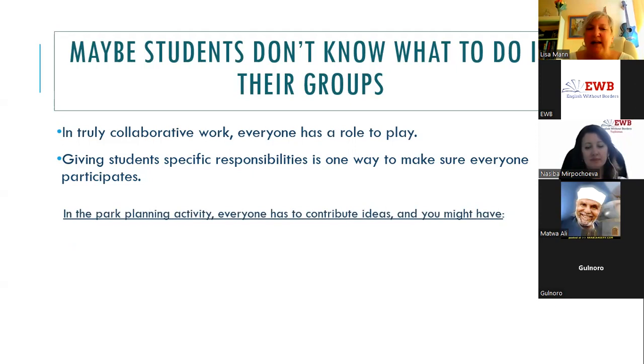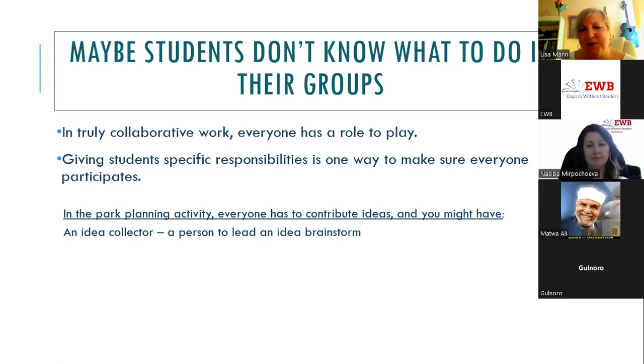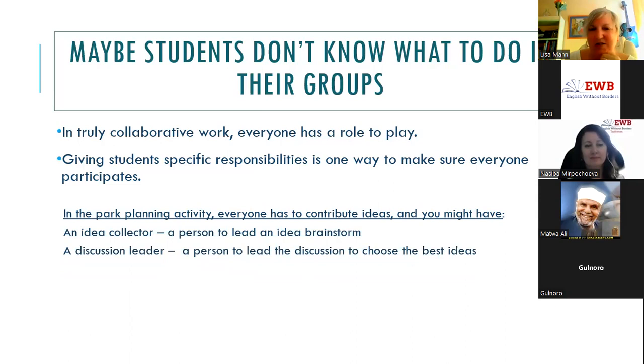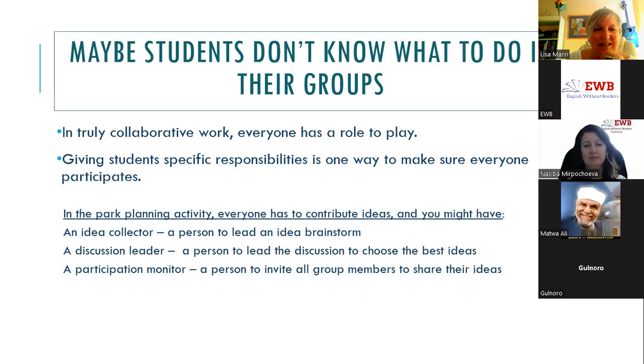In the park planning activity from the scenario we read earlier, you might say that everyone has to contribute ideas, but they might decide in their group to assign four different roles. You might ask them to assign four roles, one to each of the four people in the group. One person, for example, could be an idea collector, a person to lead an idea brainstorm. One person could be a discussion leader, a person to lead the discussion to choose the best ideas. One person can be a participation monitor, and I love this idea. I've seen this in action, it's quite good. This person invites all group members to share their ideas.